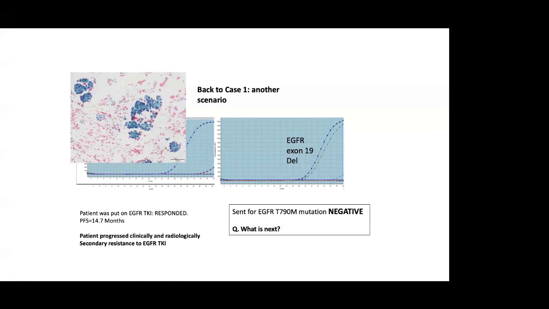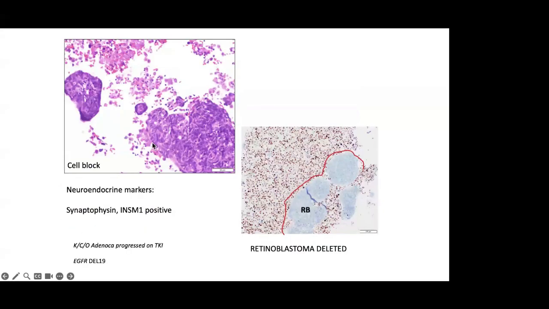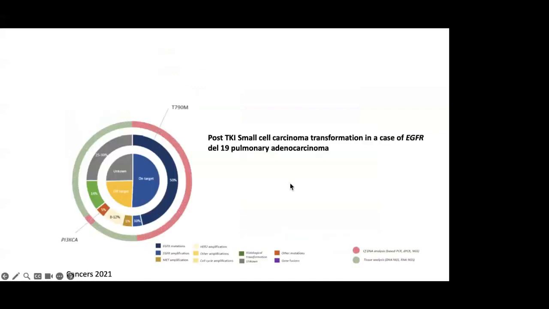So as I said, tissue biopsy has to be done. But in this patient, pleural effusion was present, and this pleural effusion was showing nothing but small cell carcinoma on morphology as well as on IHC. So this patient is adenocarcinoma, which progressed on TKI, T790M was negative, and it has transformed into a small cell carcinoma. So this is another mechanism of resistance. T790M is most common, but then these are the patients which can transform into small cell carcinoma.